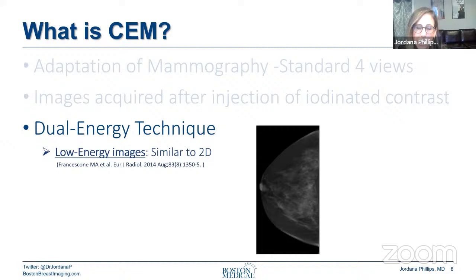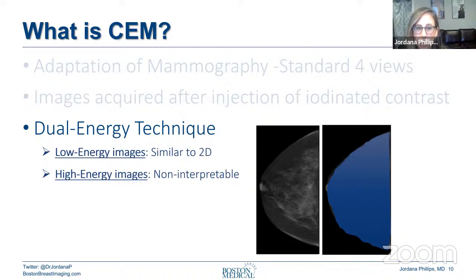Studies have actually shown that it's really similar, no different, non-inferior to a conventional 2D mammogram, which is great. You'll notice on the low energy image that there's already contrast in the breast, but you cannot see it on this 2D image, on the low energy image. And that's because this low energy image is performed below the K-edge of iodine, so it doesn't capture any of that iodine that's in the breast. The second image that's acquired is a high energy image. You'll notice it's blued out on my screen, and that's because it's non-interpretable. This high energy image is performed above the K-edge of iodine, so it captures all of that contrast material that's in the breast, but we don't ever see this picture.